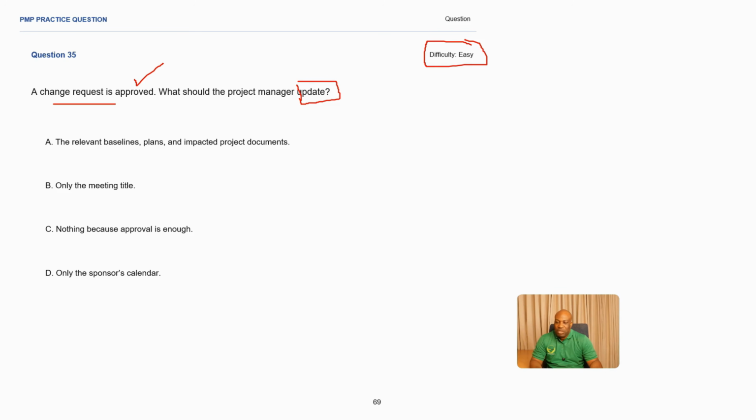All right. So the first one is the relevant baselines, plans, and impacted project documents. Makes sense, because a change is to something that has been baselined before. B: Only the meeting title. This does not resolve the problem, so automatically you can eliminate this answer. There's no way you can choose it. Then C, nothing, because approval is enough. No, even if approval is done, approval is going to result in some other documents being updated in the project management process, making this an incorrect answer. D: Only the sponsor's calendar. This does not help. I don't know if someone is going to choose this answer, so we eliminate it straight away.